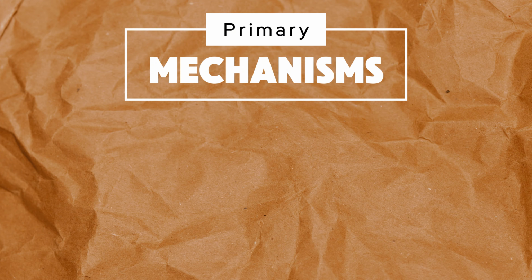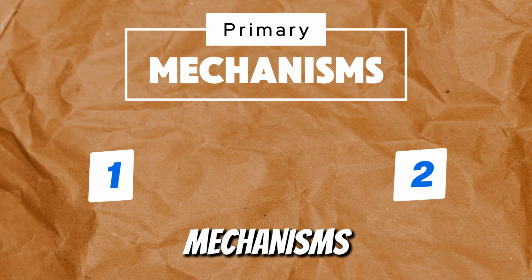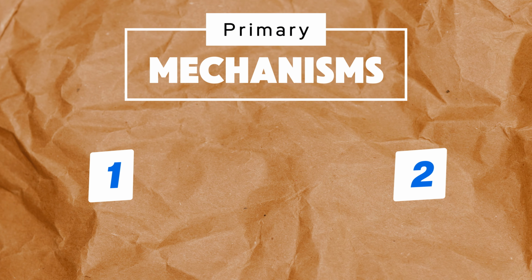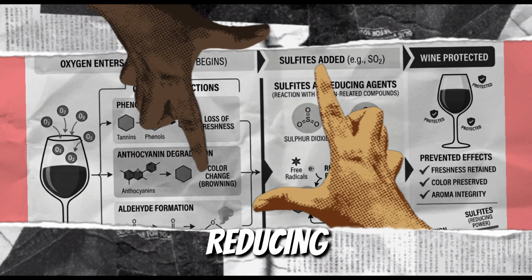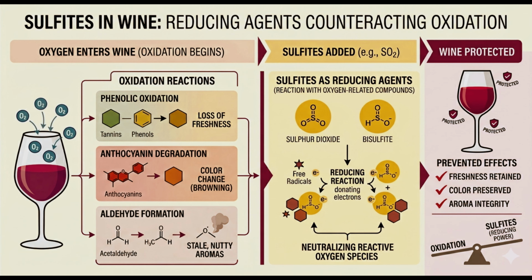These protective effects are achieved through two primary mechanisms. So the first one is redox and antioxidant function. Sulfites act as reducing agents, reacting with oxygen-related compounds formed during oxidation.